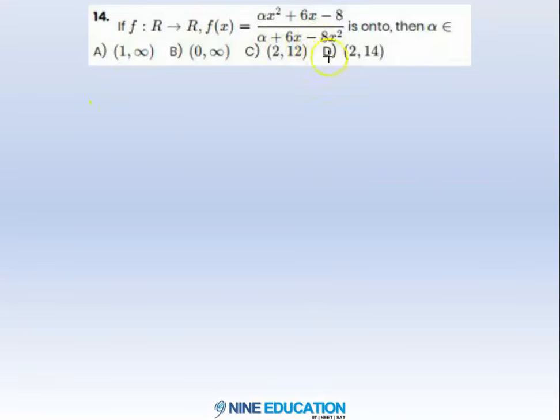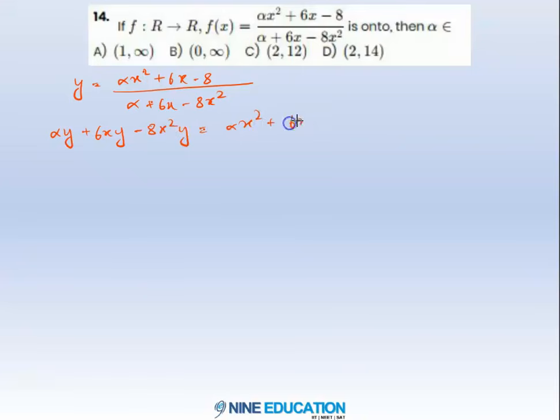Question number 14, the given function is onto, we have to find the interval of alpha. So let's take f(x) as y. So this is (alpha x square plus 6x minus 8) divided by (alpha plus 6x minus 8x square). If we cross multiply this, alpha y plus 6xy minus 8x square y is equal to alpha x square plus 6x minus 8. If we write this in x square, this will become alpha.